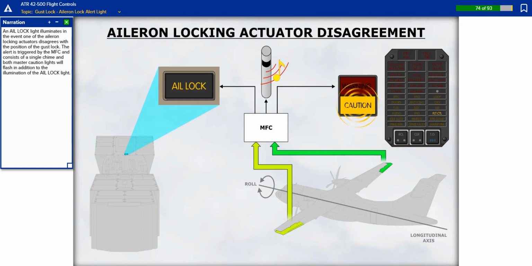An aileron lock light illuminates in the event one of the aileron locking actuators disagrees with the position of the gust lock. The alert is triggered by the MFC and consists of a single chime, and both master caution lights will flash in addition to the illumination of the aileron lock light.